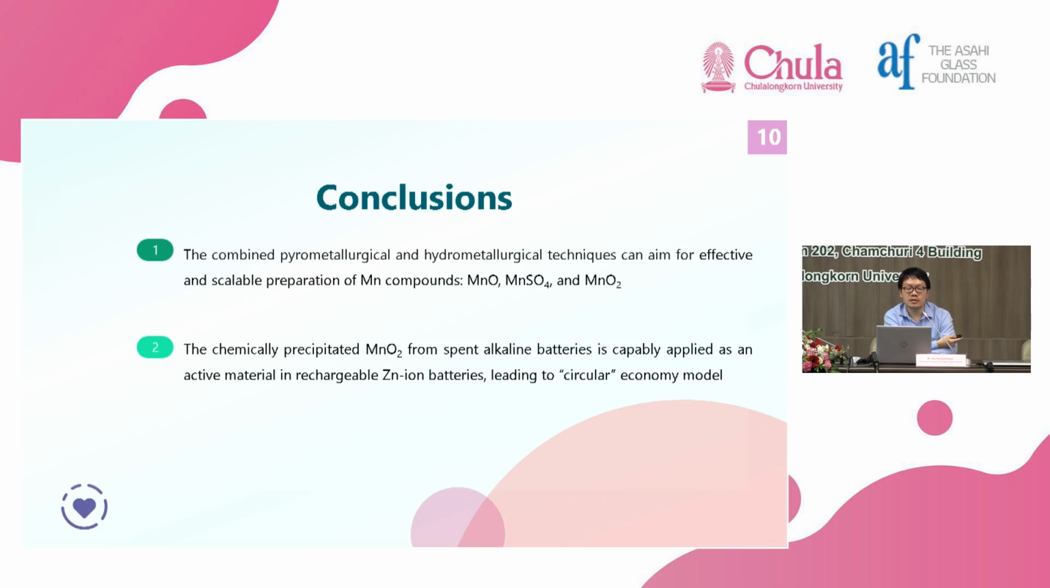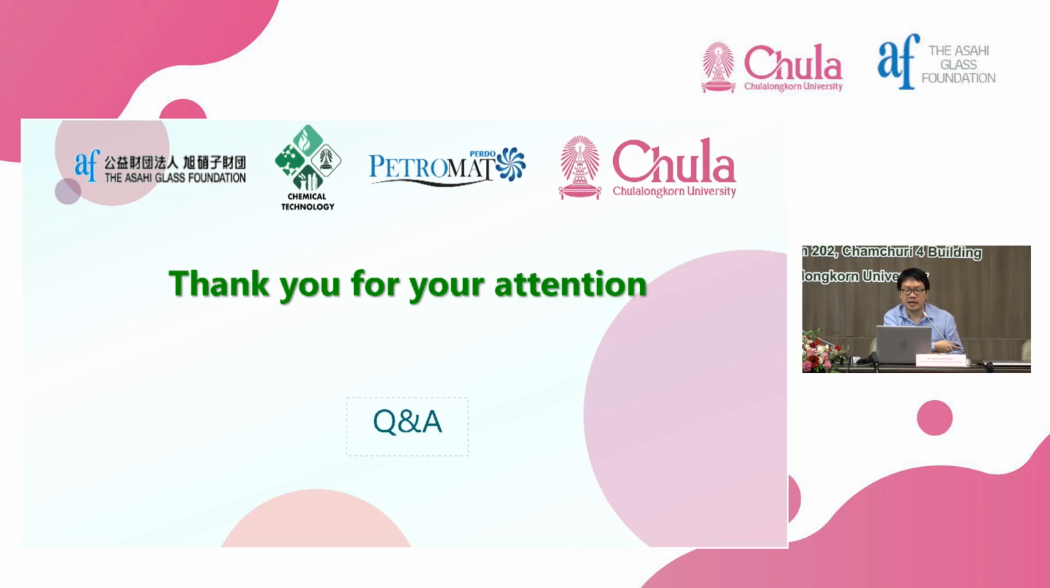And then for the conclusion, we demonstrate that we combined pyrometallurgical and hydrometallurgical techniques to synthesize manganese compounds in sequence: manganese(II) oxide, manganese sulfate, and manganese dioxide. And we demonstrate that this synthesized manganese dioxide can be used in a Zinc-Ion battery, which is a rechargeable battery, better than the original primary battery that is non-rechargeable. Thank you for your attention.